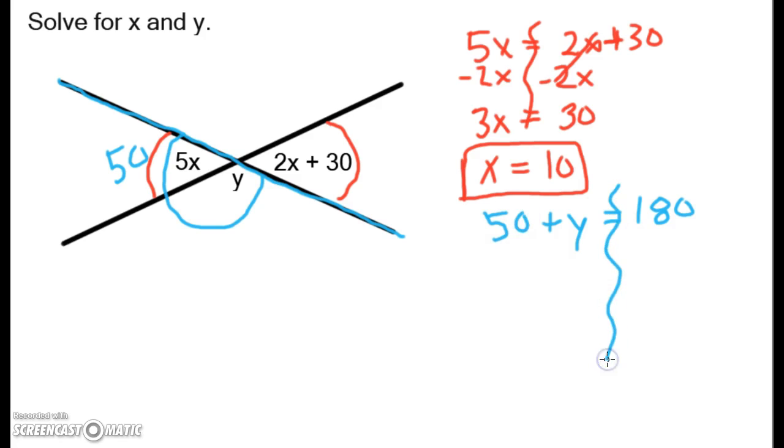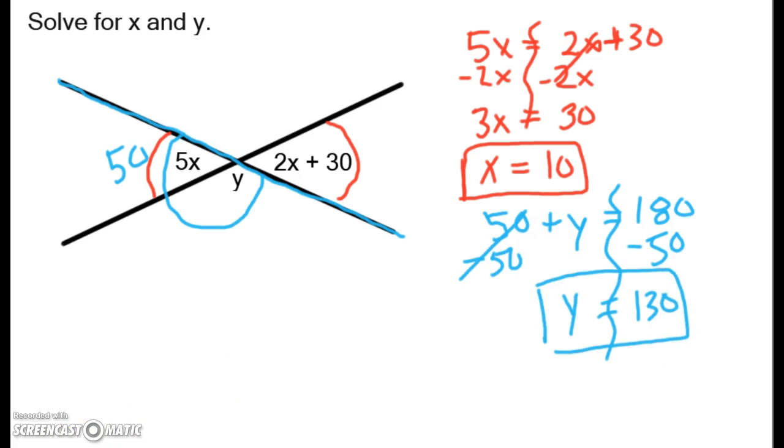And now I can solve for y. I can subtract 50 from both sides, and I can get that y is equal to 130. So now I have a value for x and a value for y.